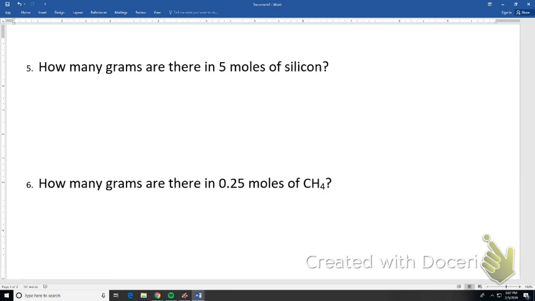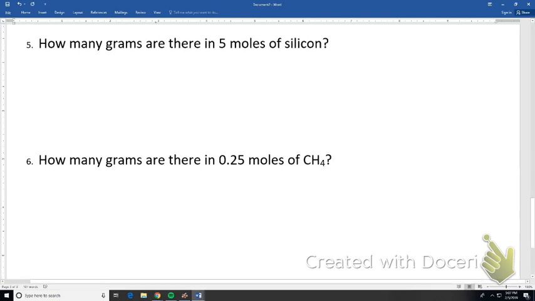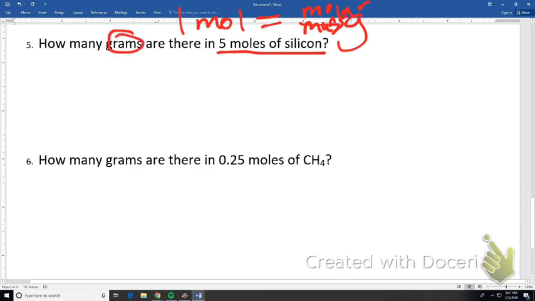All right, so once again, we're using the equality that 1 mole can be equal to grams when we look up the molar mass. Okay, it's always about that molar mass. Whenever you need grams, it's molar mass. So let's look at the question. How many grams are there in 5 moles of silicon? So I underline 5 moles of silicon. Circle grams. Whatever I underline goes on the top left. Doesn't matter if it's moles, grams, donuts, whatever.